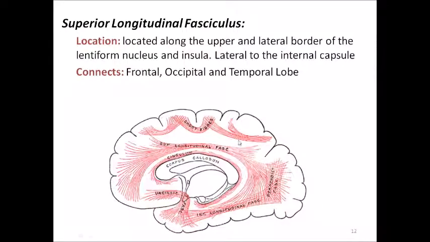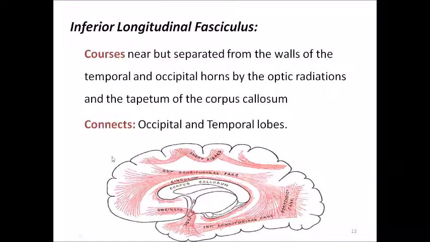Superior longitudinal fasciculus is located along the upper and the lateral border of the lentiform nuclei and insula, lateral to the internal capsule, and connects the frontal, occipital, and the temporal lobe. Inferior longitudinal fasciculus courses near but separated from the walls of the temporal and the occipital horns by the optic radiation and the tapetum of the corpus callosum. Tapetum we will discuss in further slides. It connects the occipital and the temporal lobe.